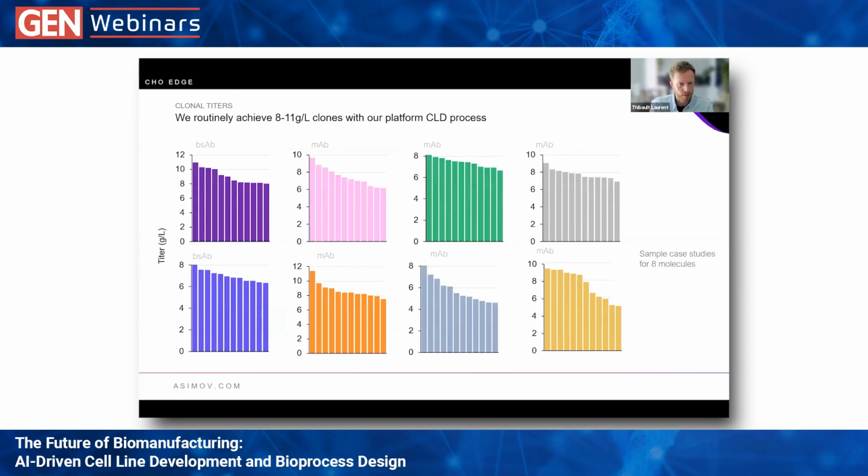Therefore, just to provide an overview, with different mAbs and bispecifics that we have expressed at Asimov, we are able to routinely achieve in the range of 8 to 11 grams per liter for clones that have been developed through our cell line development process. Of course, we definitely have molecules that have lower titer, but the aim of this slide is mostly to show that we are able to obtain high performance across a range of architectures.